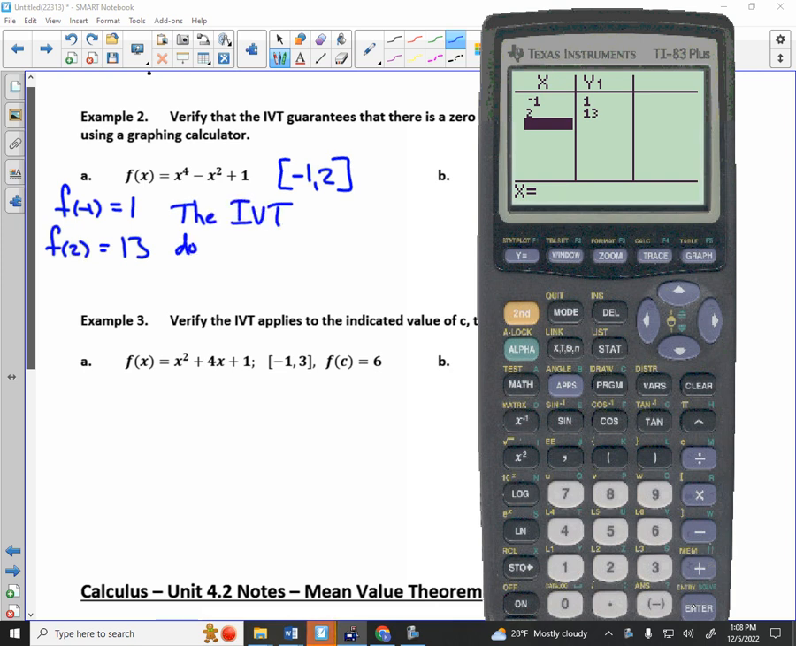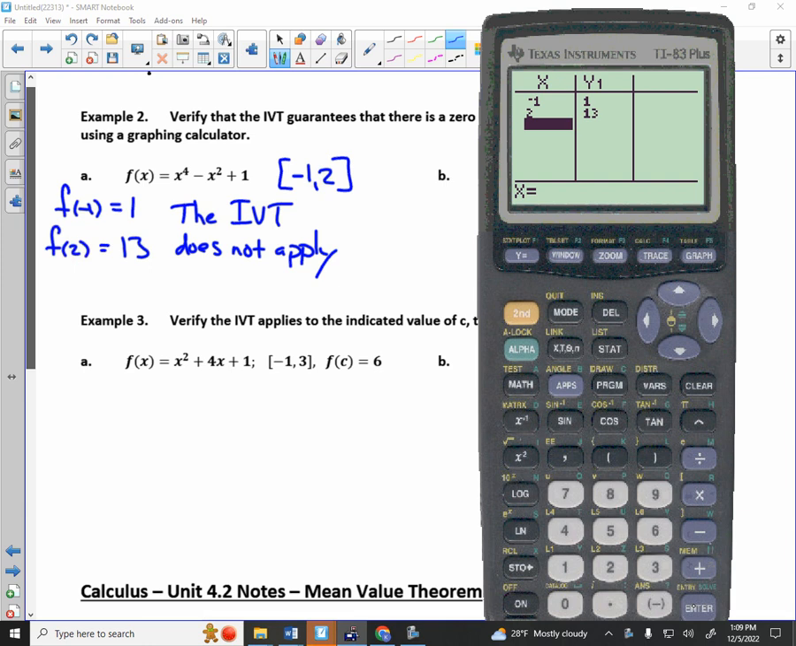What if it was 0? Like, f of negative 1 equals 0. Yep, and then you've actually found the 0, haven't you? The 0 would be at negative 1. So the IVT does not apply in this situation. Does not guarantee it. There might be a 0, but it doesn't guarantee there's a 0.